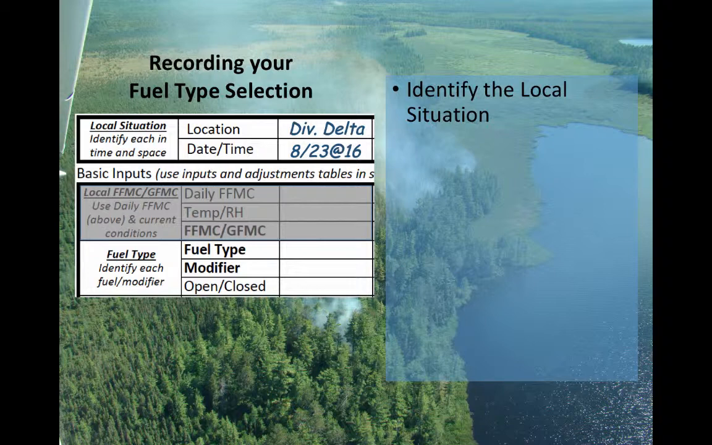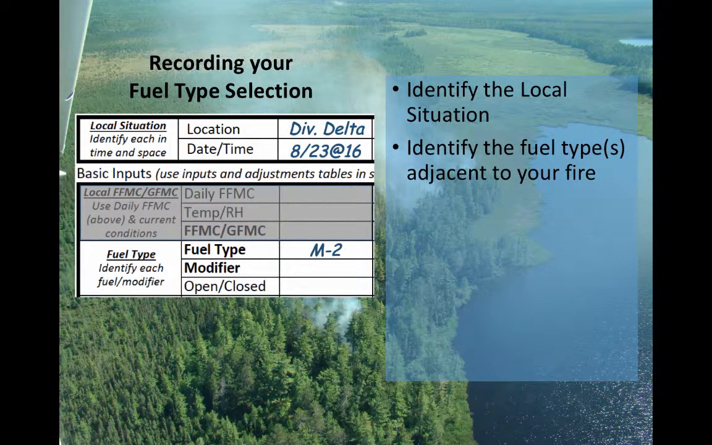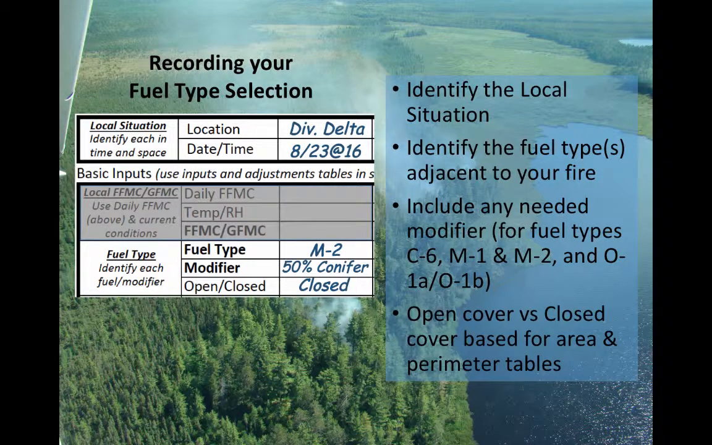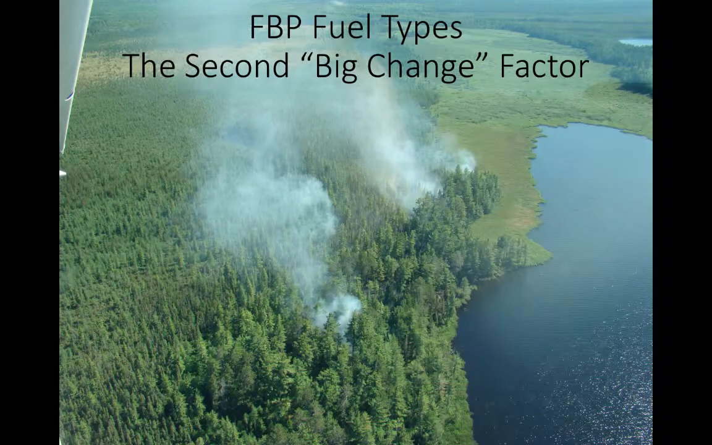Remember to note your fuel type choices on your worksheet. Depending on your location, identify the fuel types adjacent to the fire. Include any modifiers needed for the fuel type you select. Remember that C6 for plantations, the 4 mixed wood fuel types, and the open land fuel types need modifiers. And identify whether the cover type is open without forest canopy or closed under forest cover. With that, you have completed the fuel type selection process for your fire behavior assessment.